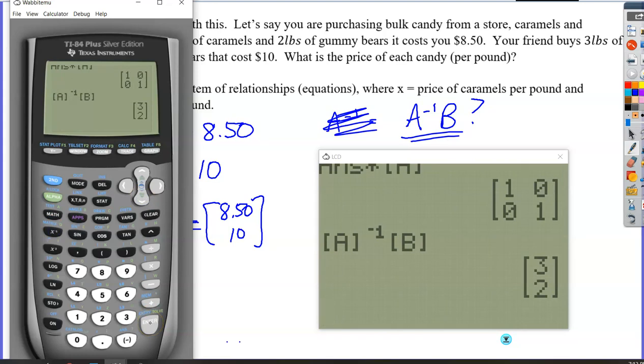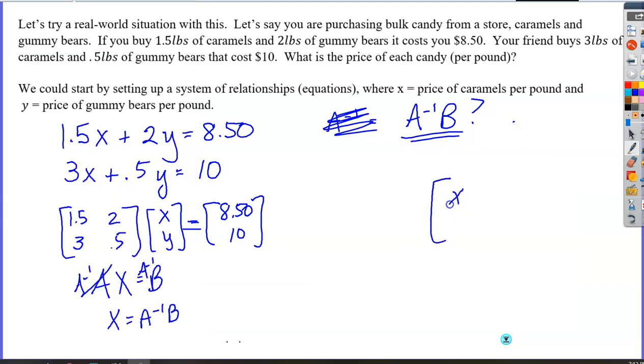Okay, I totally made these numbers up, guys. All right, so it comes out to 3, 2. So that means x, y equals 3, 2. Now you would need to tell your reader what that means.